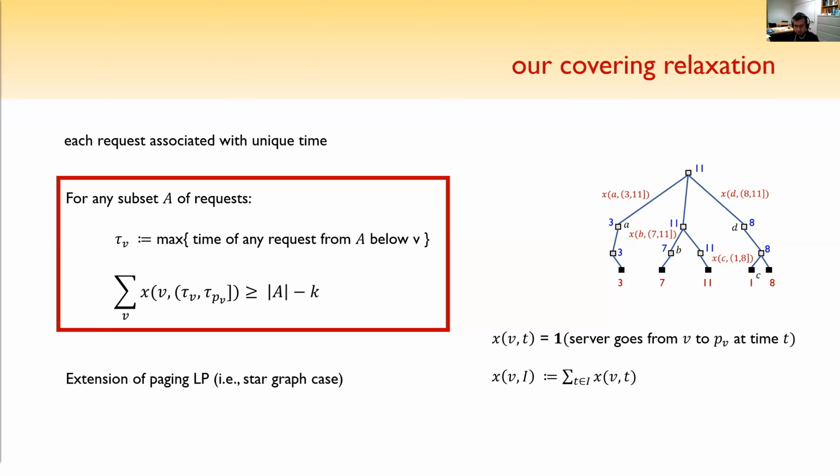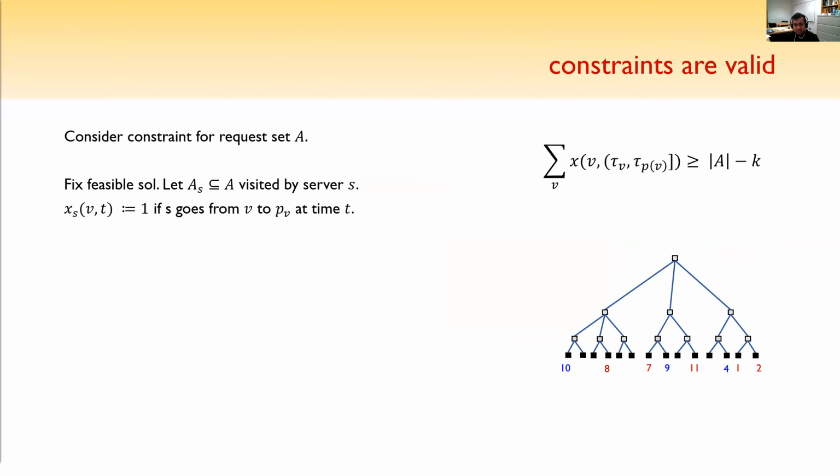Okay. Now, for those of you who are familiar with the LP relaxation for paging, you would recall and identify some similarities. In fact, this is an extension of the paging LP, but I won't get into it here. Okay, so the first claim is that this is a valid relaxation of the k-server problem, in particular that if you fix any feasible solution for k-server, then it must satisfy these constraints. Why is that the case?